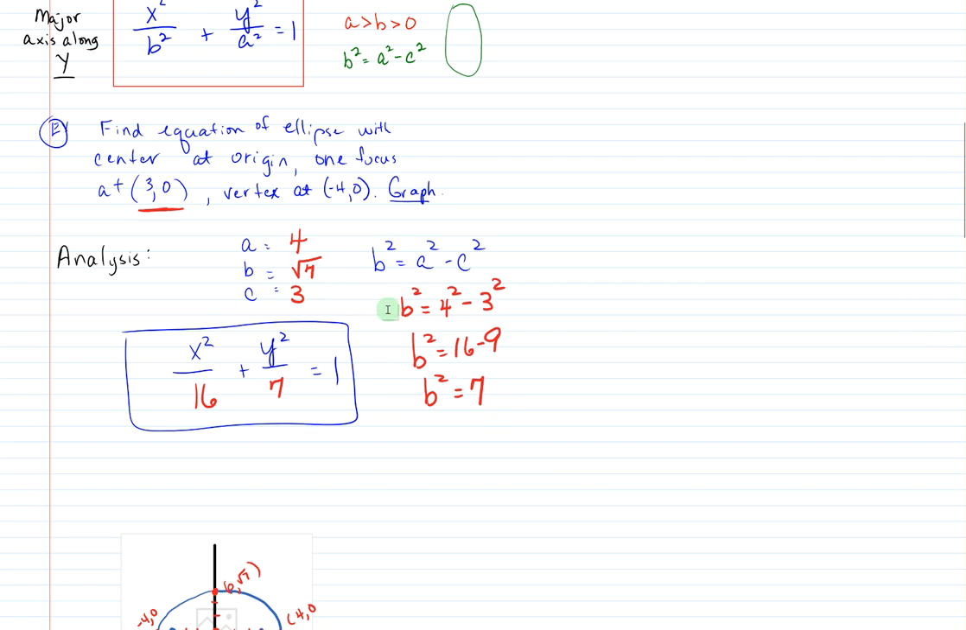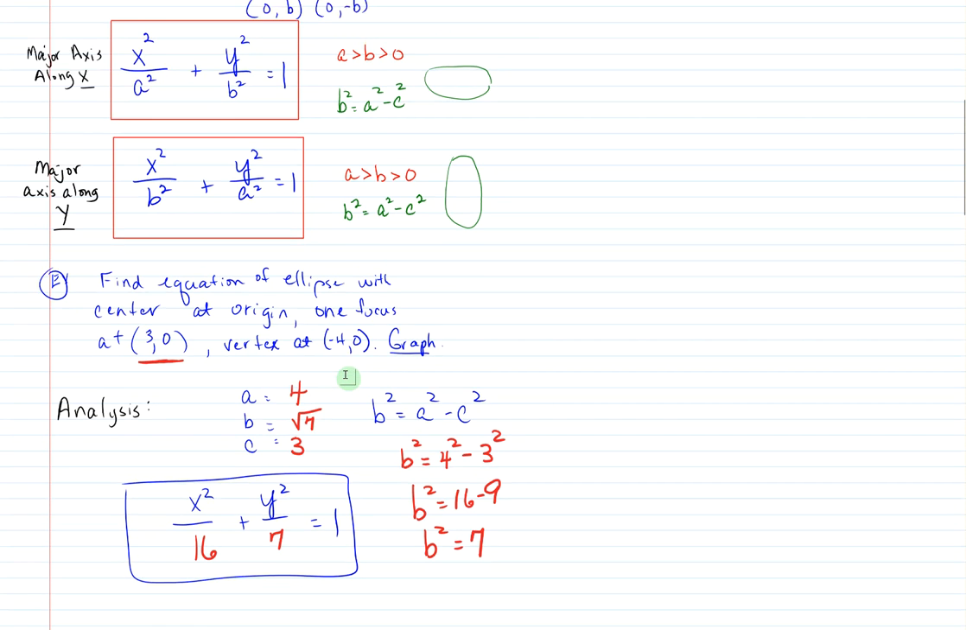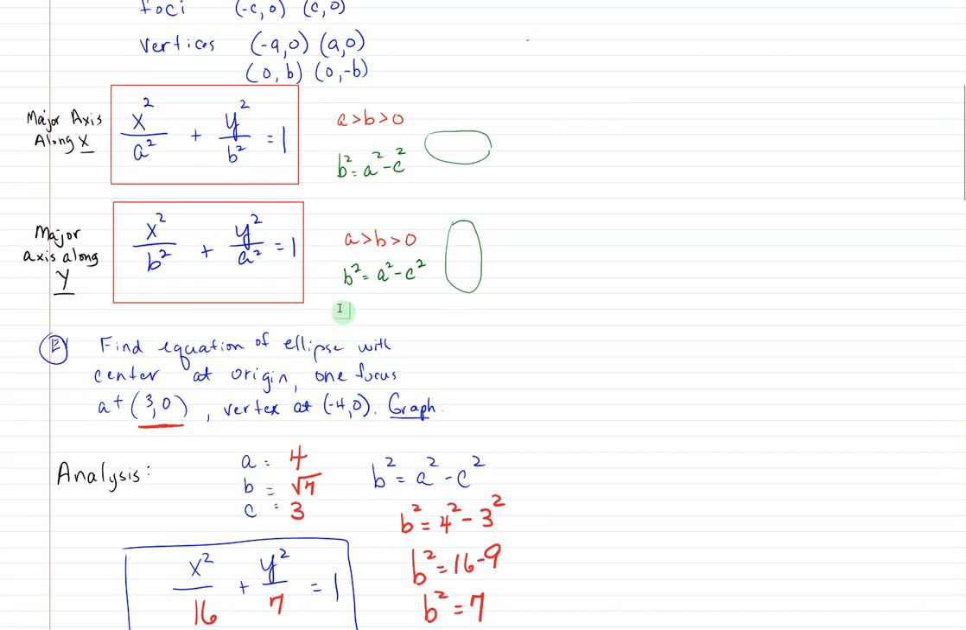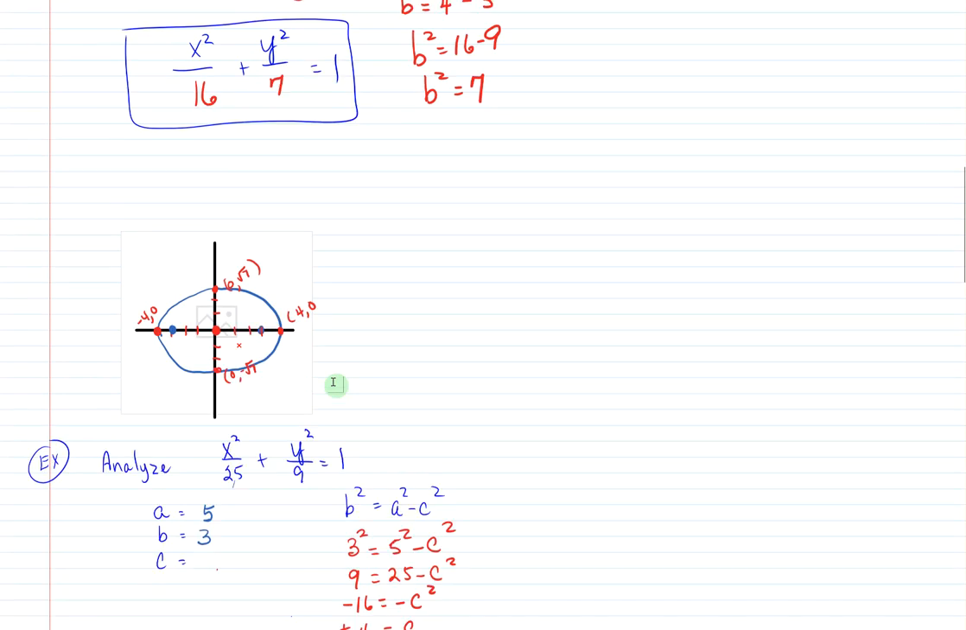But when we plug it into the equation, we have a is 4, so a squared is 16, b squared is 7. And we're talking about this one, okay? Because your focus is on the x, and we know that the focus is always on the major axis, so it's going to be this one. So that would be your equation.